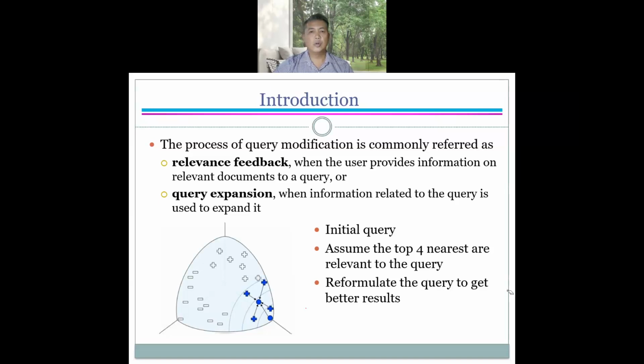So how do you reformulate the query? They may give you a list of suggestions based on history or based on the number of hits. They will suggest to you, or you may use your own keywords.